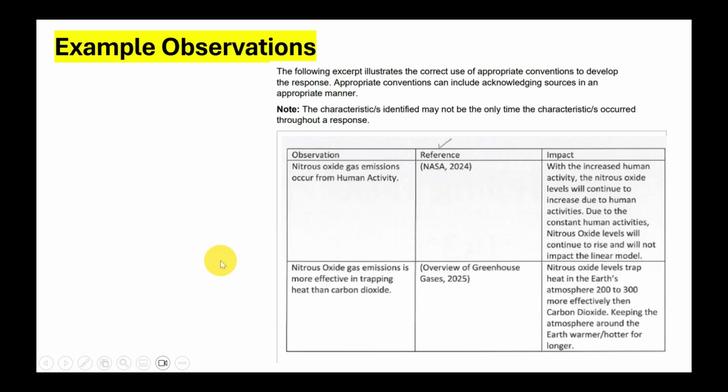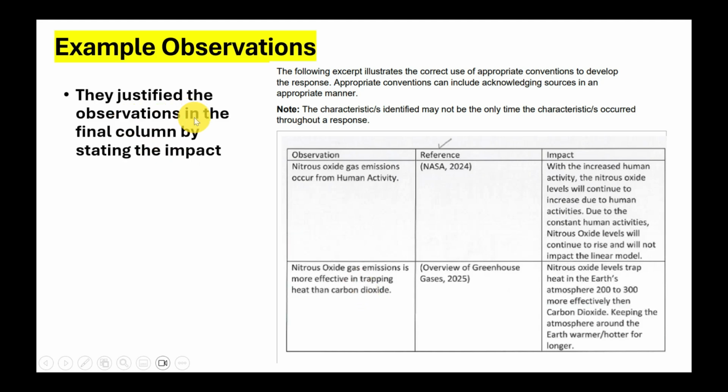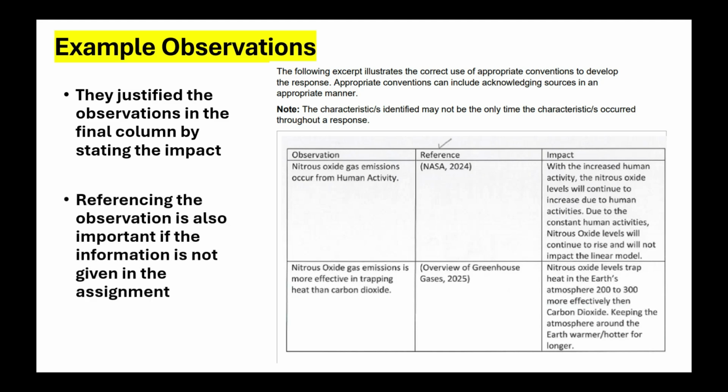Another student's example, observations, then they've got a reference. Where did they get this information from? And then they've written impact. What is the impact of this observation? Okay, so they have justified the observation by stating an impact. Why is this important? Why do we need to know this? Referencing the observation is also a way of justifying where did this information come from.